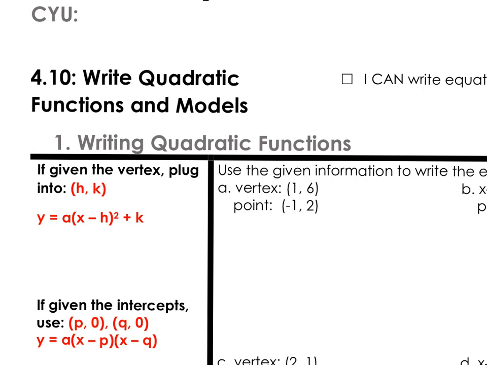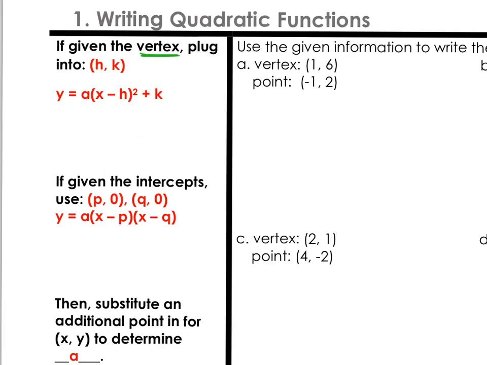In our final lesson for this part of Chapter 4, we're going to jump all the way up to Lesson 4.10, Write Quadratic Functions and Models. We're not actually graphing in this lesson, but we're going to use key features to write equations of quadratic functions. And we're only going to work with vertex form and intercept form.